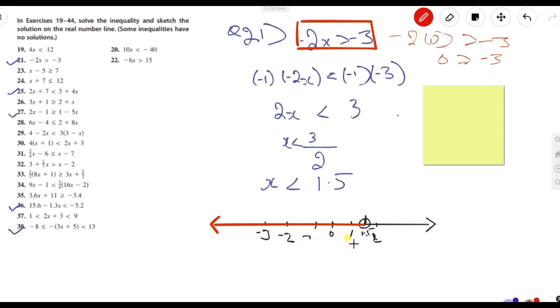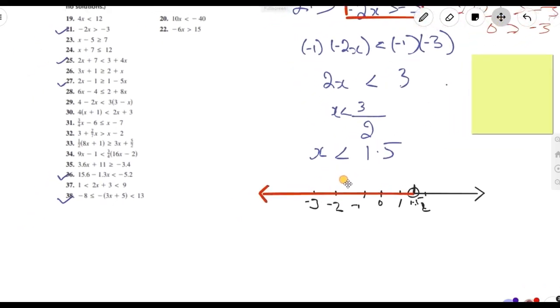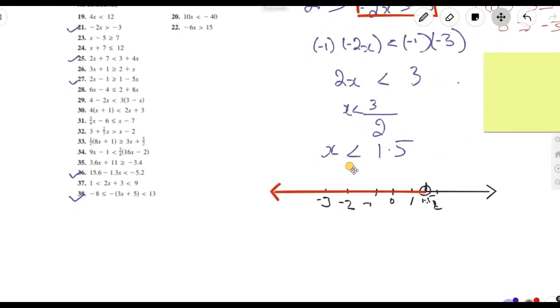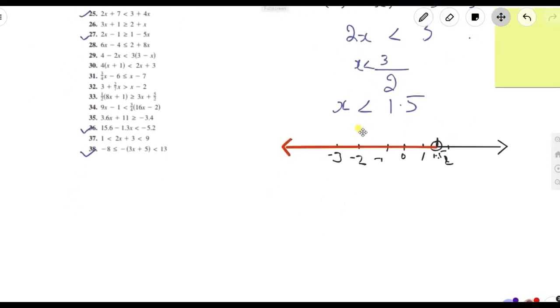Okay, so let us move on and see the next question. I hope it's clear, is it? Okay, now let's see the next question. Question 25. Now 25 is here. Let me make a proper margin so that we can make a difference.